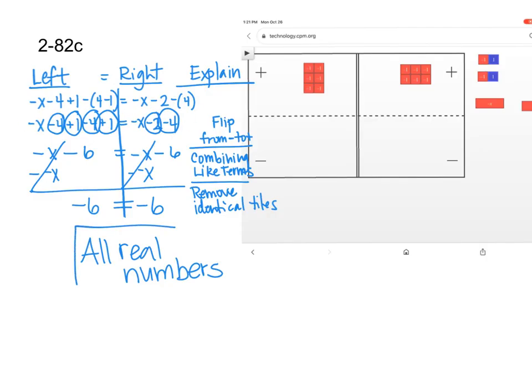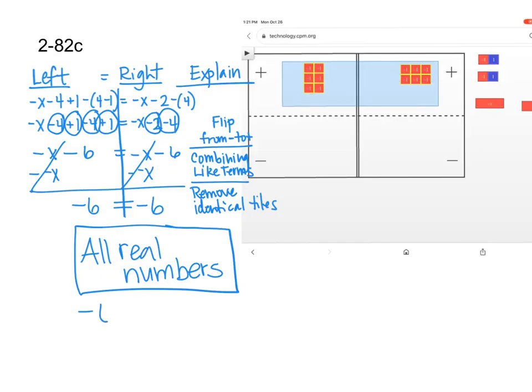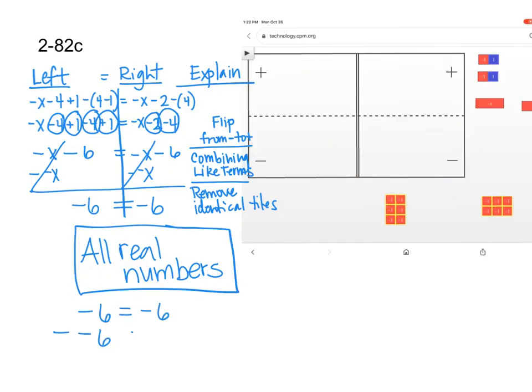Some of you may have also seen, wait, I have negative 6 tiles on the left and negative 6 tiles on the right. I can remove those because they're identical. Yes, you can. And then you would be left with 0 equals 0, which is also a true statement. So again, because there is no x left on my equation mat, I don't have a solution of x equals a number, but instead my solution is all real numbers, or in other words, any number is a solution to this equation.